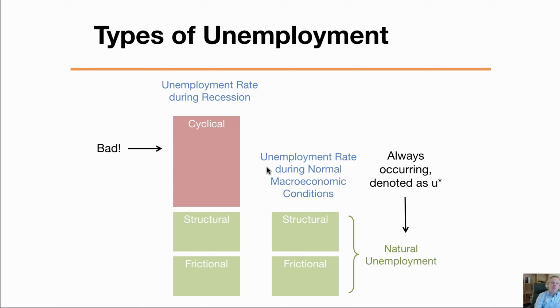And so this would be unemployment during normal macroeconomic conditions, and we would call that the natural level of unemployment. This is just part of the shifting and the ebb and flow of the economy. At any one snapshot in time, some people are going to be out of work for structural and frictional reasons, but they're going to find jobs eventually. It's not that the economy is doing poorly, and that's what's causing them to be unemployed.